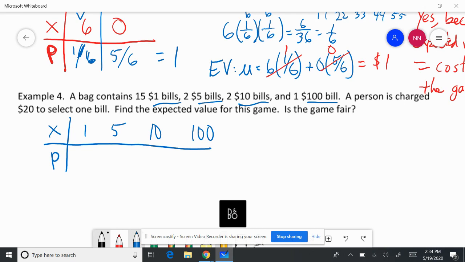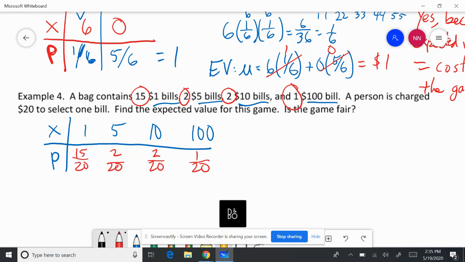Now we're going to find the probability of each one. This is a little bit easier than the last one because we just have to look at all the different possible bills. We have 15 plus 2 plus 2 plus 1. That would be a total of 20. So for each one of these, there are 20 possibilities. Looking at the $1 bill, there's 15. The $5 bill, there's 2. The $10 bill, there's 2. And for the $100 bill, there is 1.